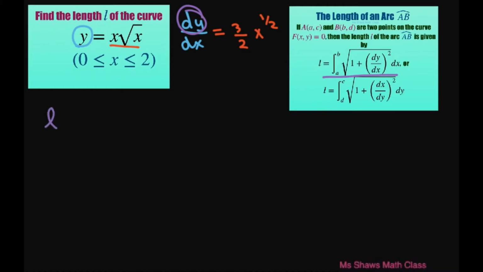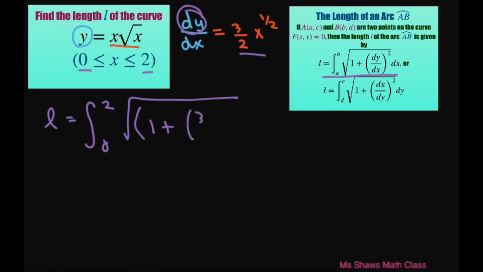Okay, so our length is the integral, and we're going from 0 to 2. And you take your dy divided by dx and square it. So we're going to have square root of 1 plus, and then you square it. So we're going to have 3 divided by 2, x to the power of 1/2 squared. All right, and then this is going to be dx.